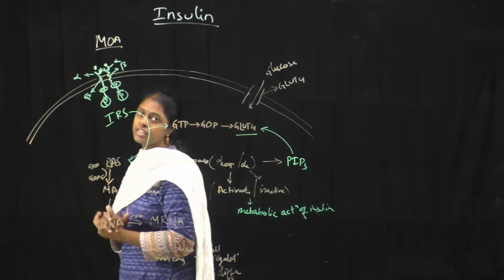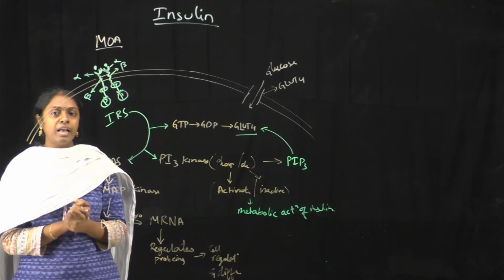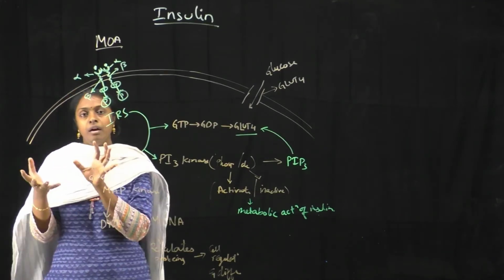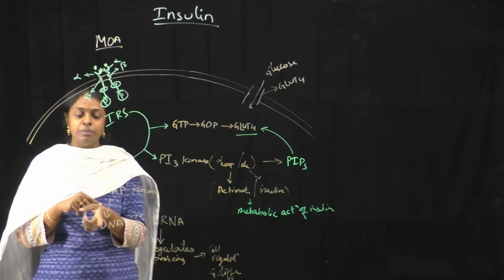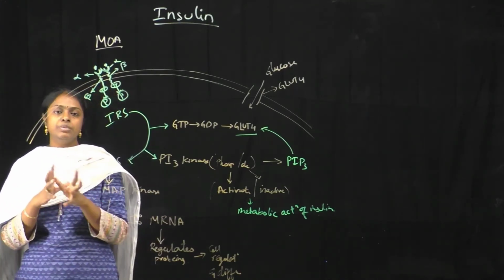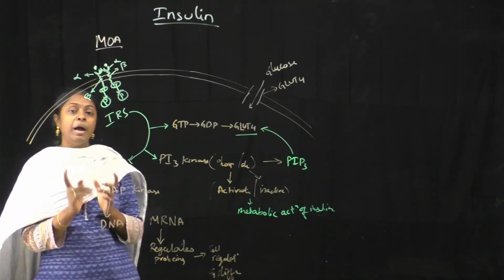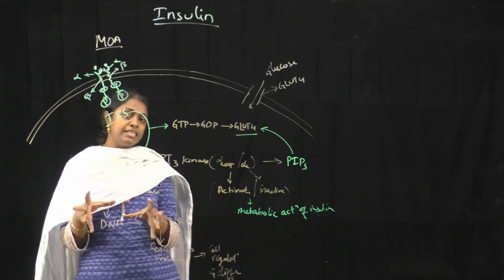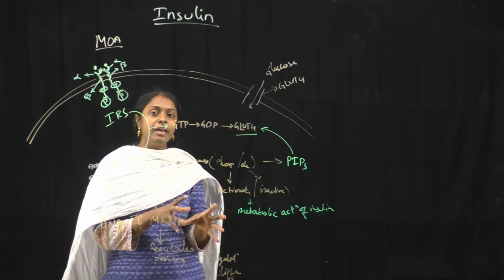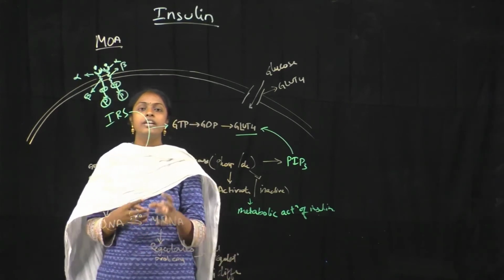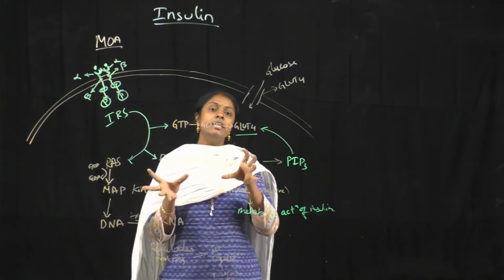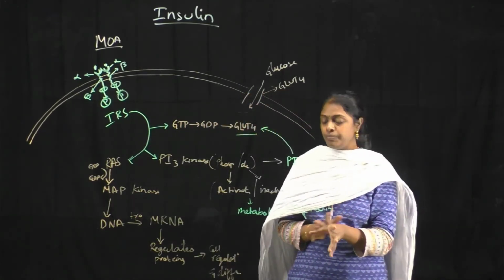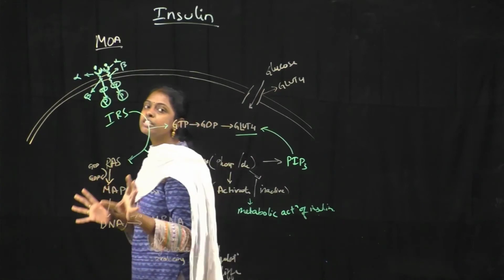And the third function is, it will also activate RAS. RAS means regulation of cell division and cell differentiation. By converting GTP into GDP, it will make MAP kinase. What is MAP kinase? Mitogen activated protein kinase. When this gets activated, it will transcribe DNA into mRNA. This mRNA is used for regulation of protein. These proteins will then regulate the cell division and cell differentiation. So this is the whole mechanism of insulin.